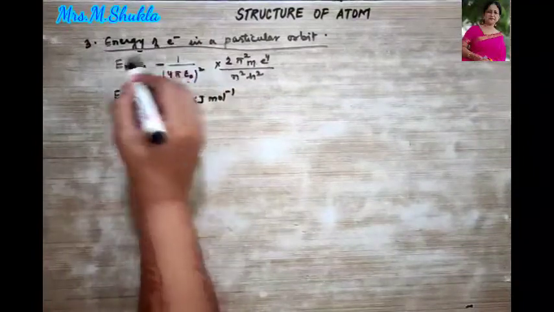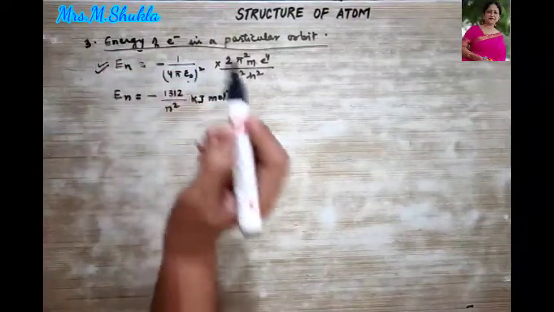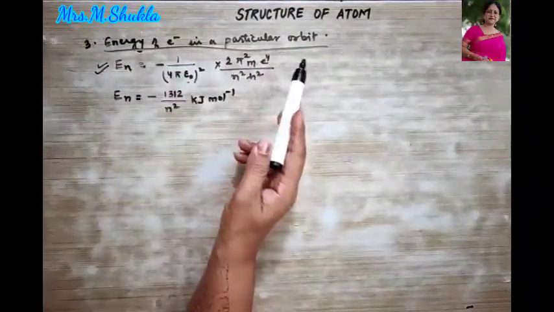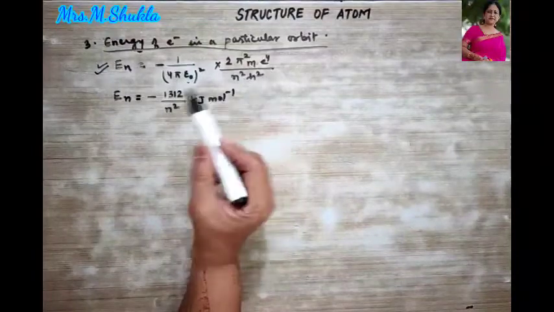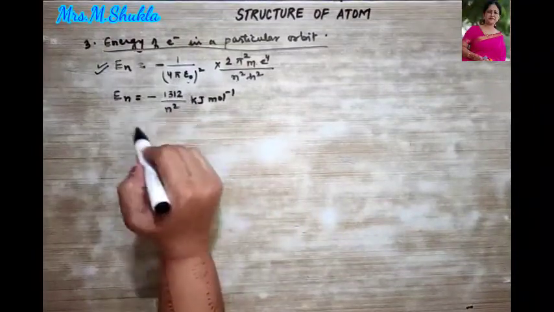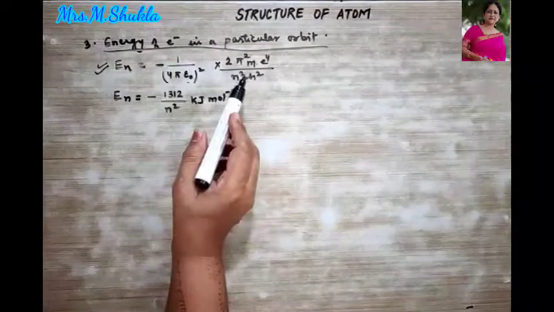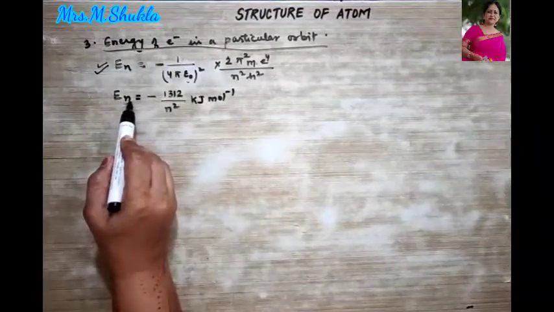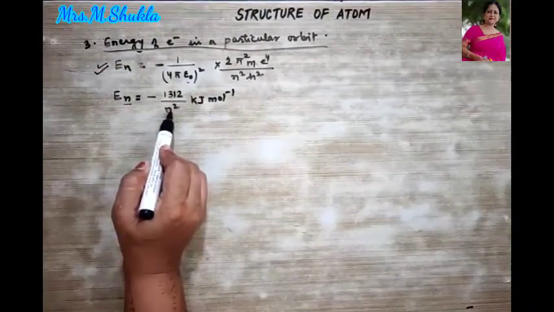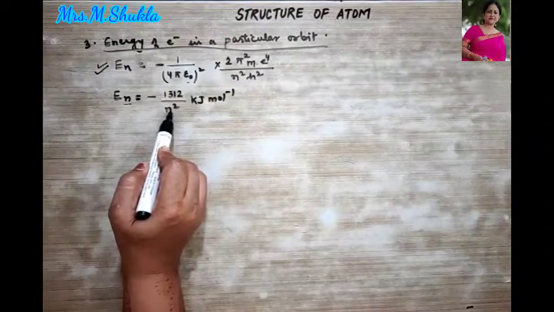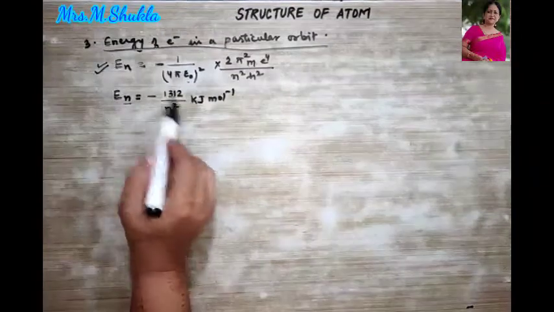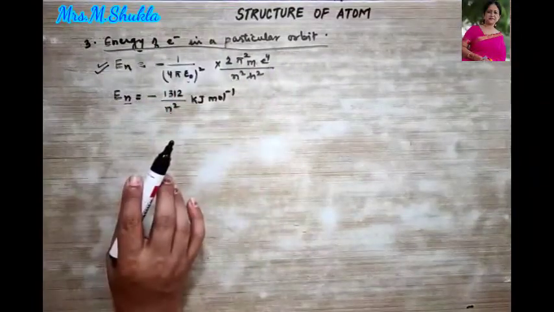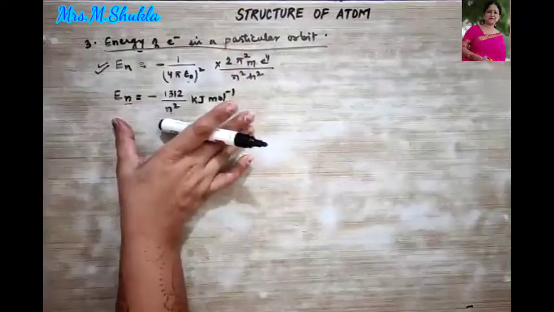This is the value. So the formula that you have to learn to calculate the energy of an electron in a particular orbit will be this, and this will be the final value that you have to learn. And now whichever orbit it is going to ask, you will put that value over here for that particular orbit and calculate the energy of the electron in that particular orbit. This is what you have to learn.